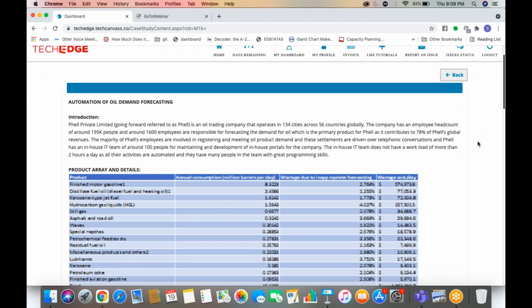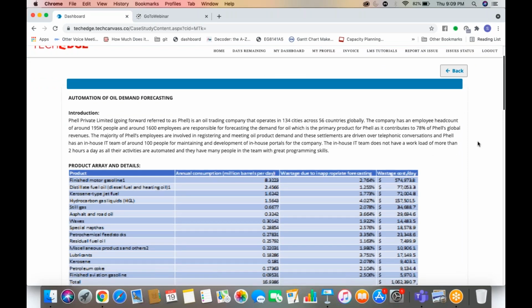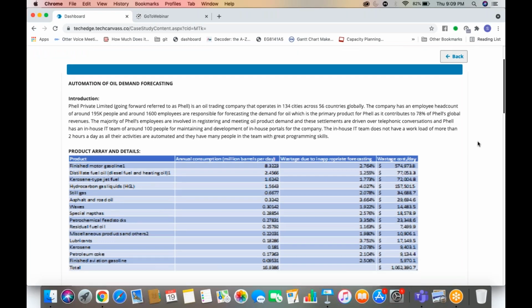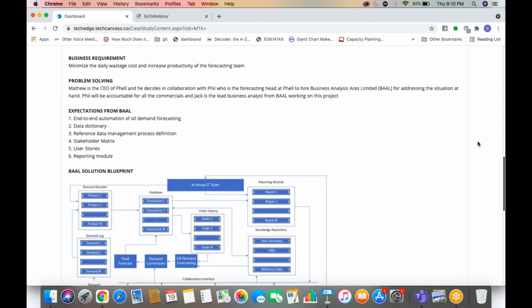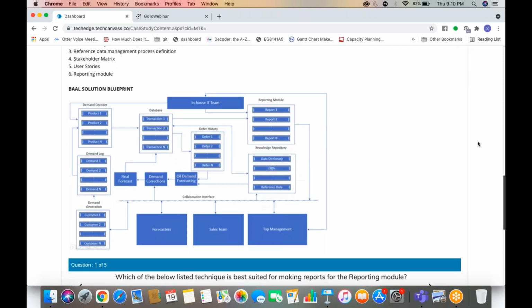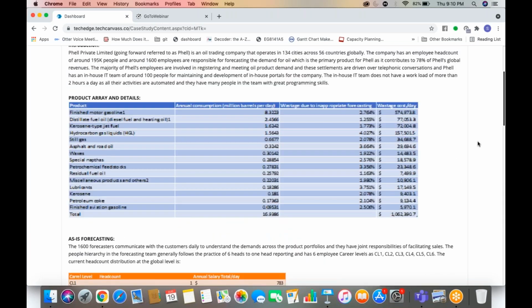Okay, so this is how the scenario-based questions will look. So now let's apply the strategy which I told you guys. It's about automation of oil demand forecasting, and there is an introduction paragraph. There is a product array, assets, a problem statement, a business requirement, problem solving, expectations, and a solution blueprint. This can go for two or three pages also. This is how case study based questions will look.